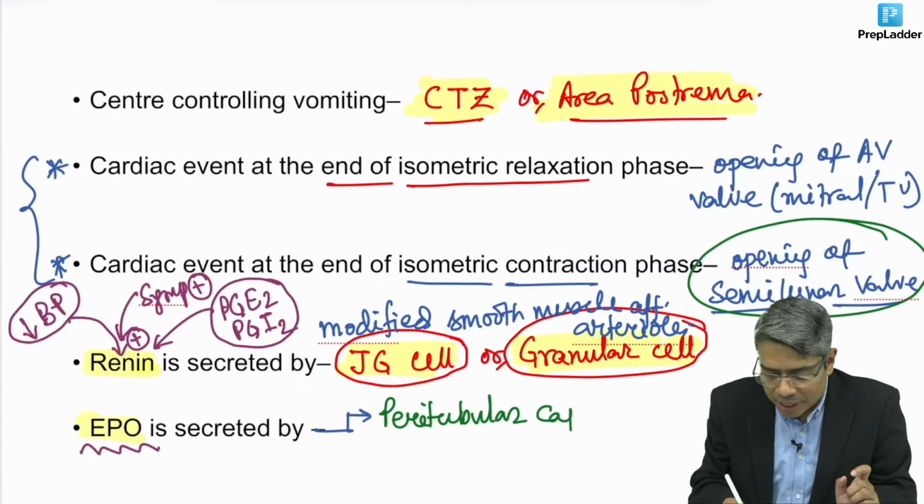All of those tracts will reach the level of the thalamus. Which nucleus of the thalamus? Ventro-posterior lateral and ventro-posterior medial, VPL and VPM. These are the two nuclei where all the ascending tracts, the dorsal column as well as the anterolateral spinothalamic tract, will reach first in the thalamus, and from there they will reach the cerebral cortex.